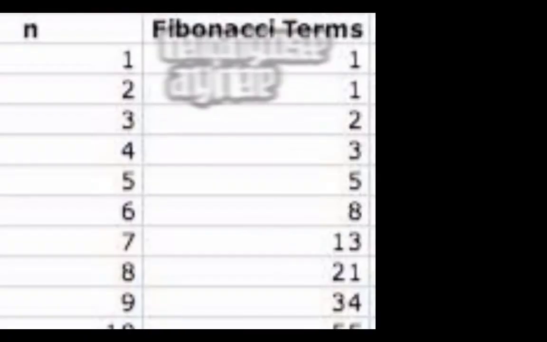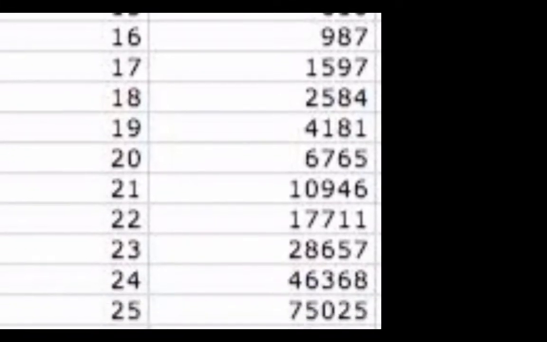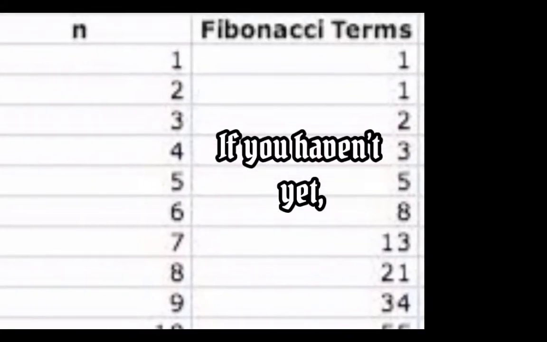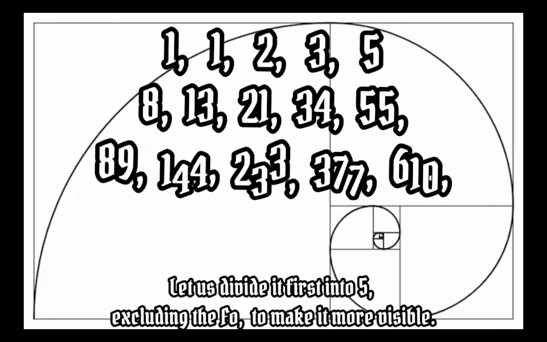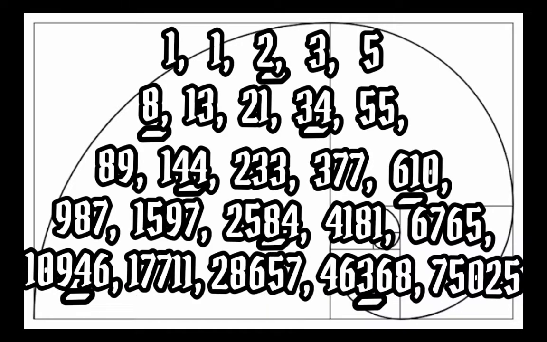If you think so, then can you see any interesting pattern lying between the numbers in the Fibonacci numbers? Have you seen anything yet? If you haven't yet, then let me show you one. Now let's go and observe. Let us divide it first into 5, including f sub 0 to make it more visible. Now that we have each 5, take note of every third term. So, we have terms 3, 6, 9, 12, 15, 18, 21, and 24. So, what can you see about their corresponding Fibonacci numbers? Can you notice the pattern? What is your answer then?